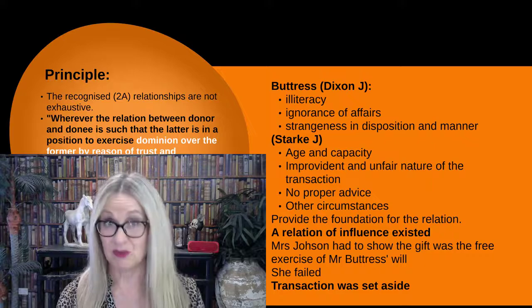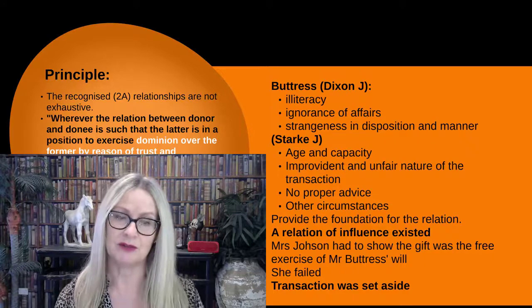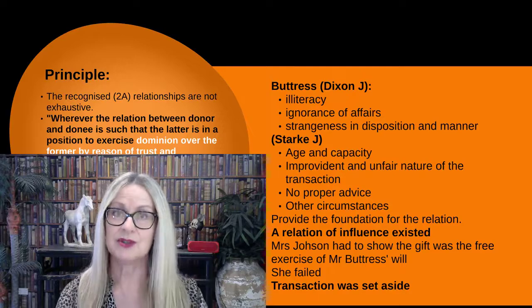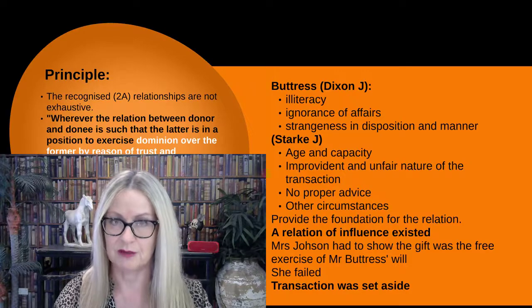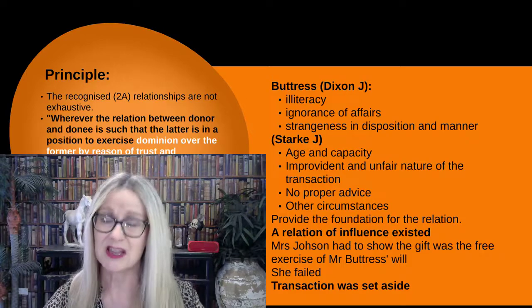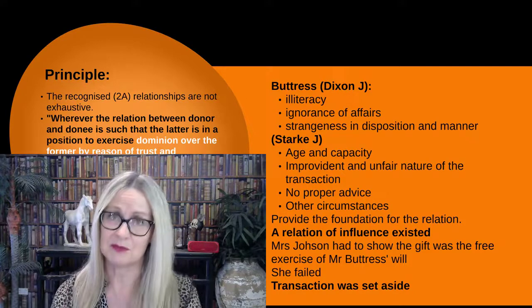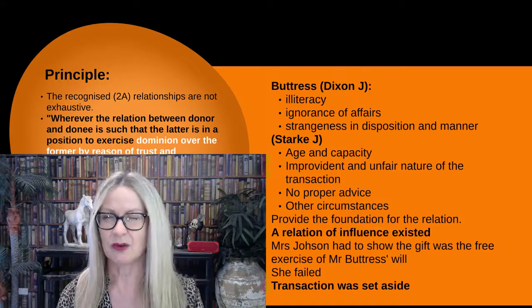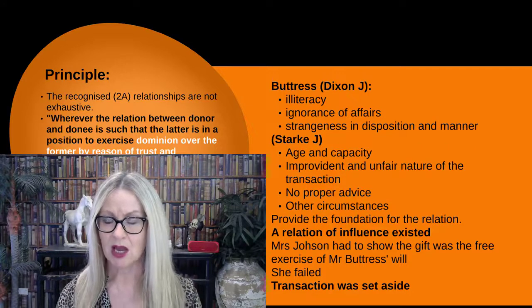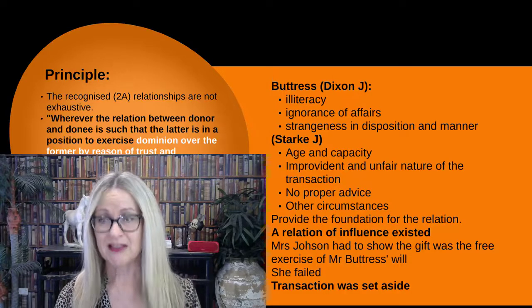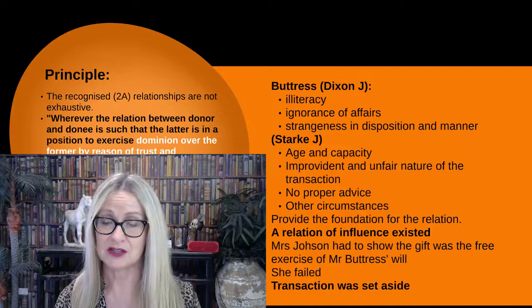When you do equity, you'll find out that one of the responsibilities of a fiduciary in the stronger position is to act in the weaker party's interests and no one else's. That is, they really must be very focused on protecting that weak party. That's not really what happened here. So because of this relationship of influence, she had to show the gift was the free exercise of his will.